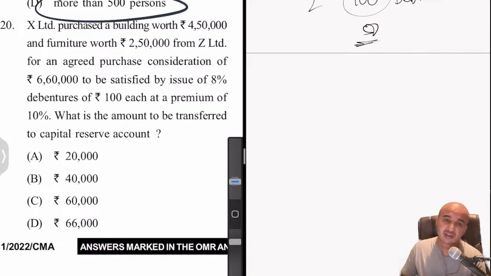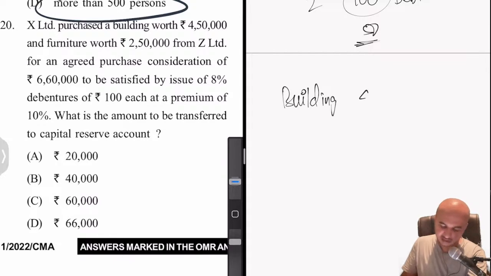There is so much unwanted information here, but still we'll see. Now what is important here is this is a classic case of issue of shares for consideration other than cash. We are not getting any consideration in the form of cash, but instead we are getting consideration other than cash. So what is that consideration? One is the building, which is worth 4,50,000.